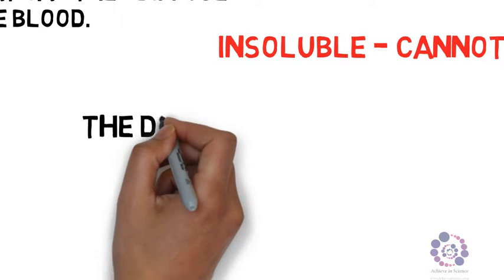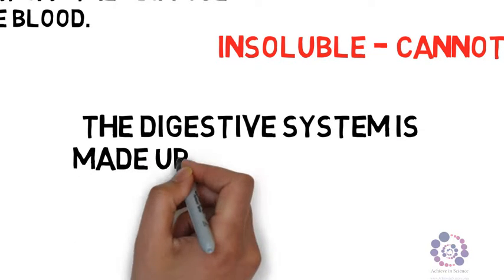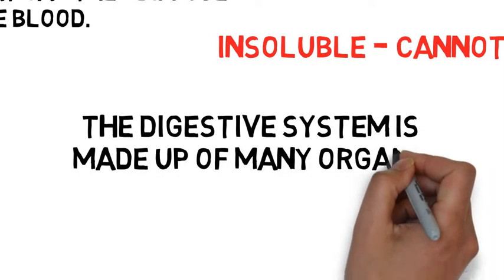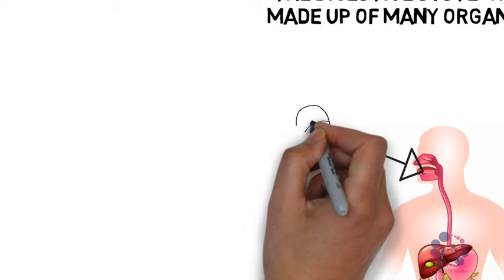The digestive system then is made up of many different organs. So now we need to go through and know what happens and what is the role and function of each of the different organs. If we start then, food begins within the mouth.